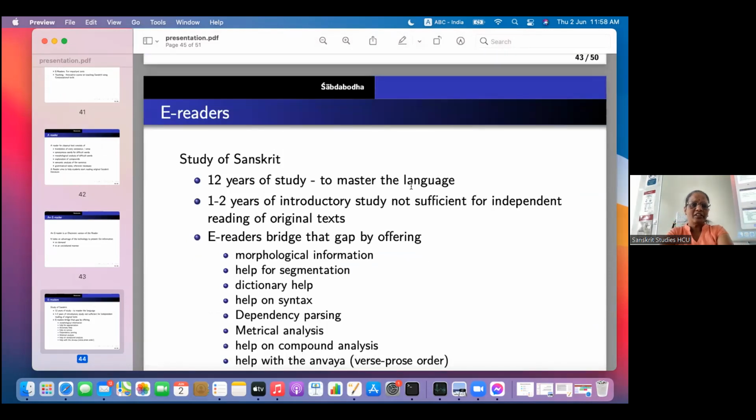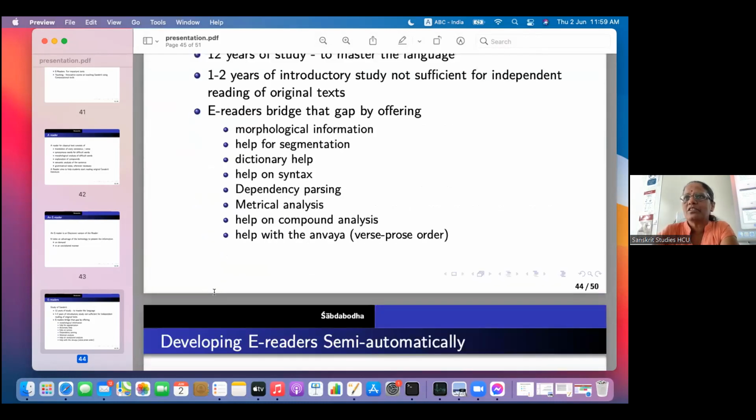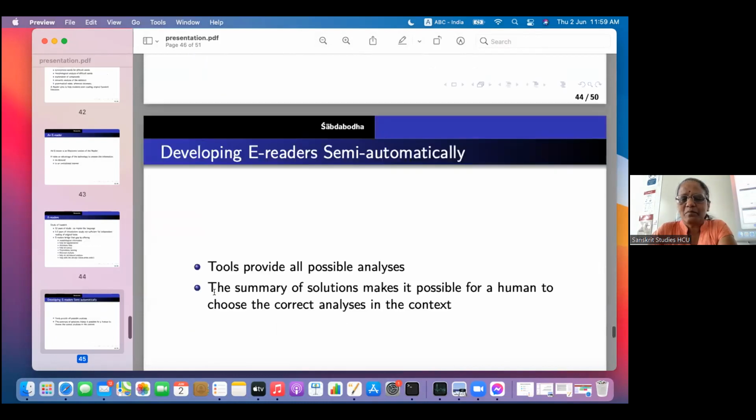Now, with these e-readers, the study of Sanskrit, typically it takes 12 years to study and master the language. One or two years of introductory study in a master's or bachelor's degree is not sufficient. These e-readers bridge this gap by offering all this help. And we did some experiments with this. We actually conducted some courses where we taught Sanskrit using these tools.